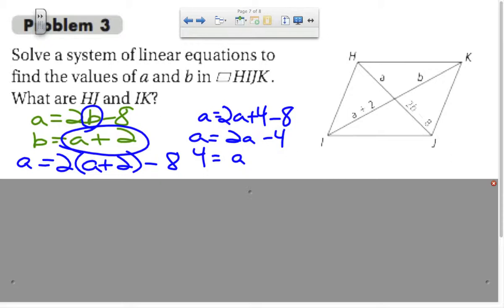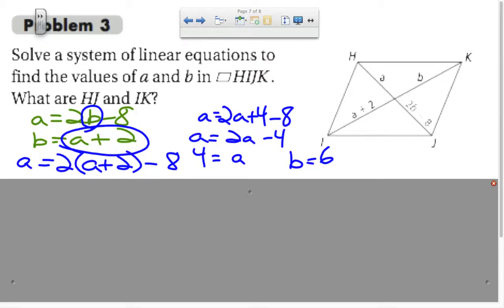The problem, however, isn't asking us for either value of the variable. It's asking us for HJ and KI. So we need to first figure out what b is, of course. B is a plus 2, so b is 6. And now look at the diagram. Look at the diagram.